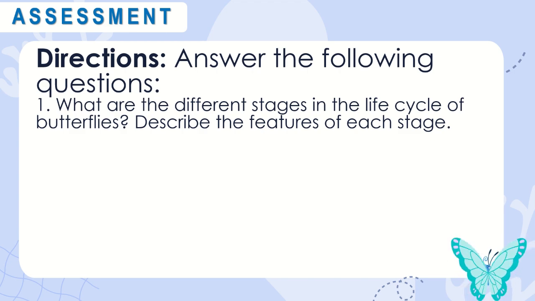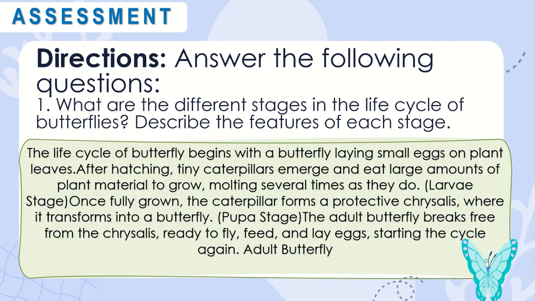Answer the following questions. What are the different stages in the life cycle of butterflies? Describe the features of each stage. The life cycle of butterfly begins with a butterfly laying small eggs on plant leaves. After hatching, tiny caterpillars emerge and eat large amounts of plant material to grow, molting several times as they do.